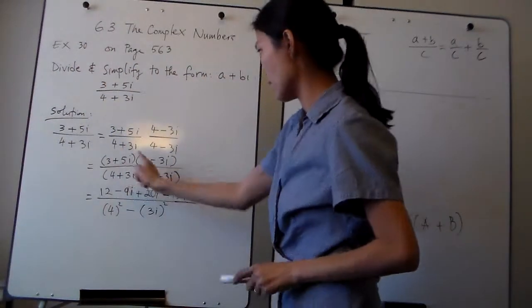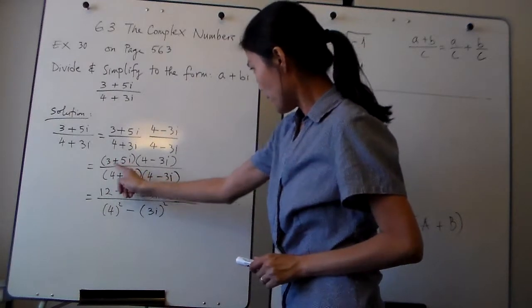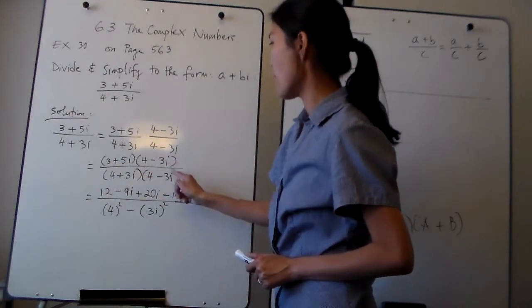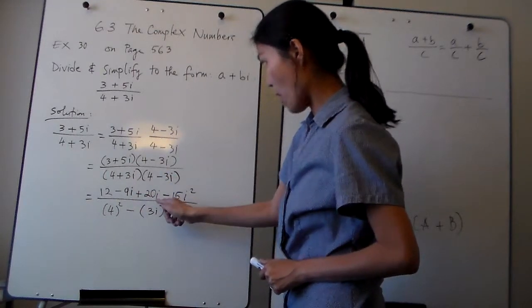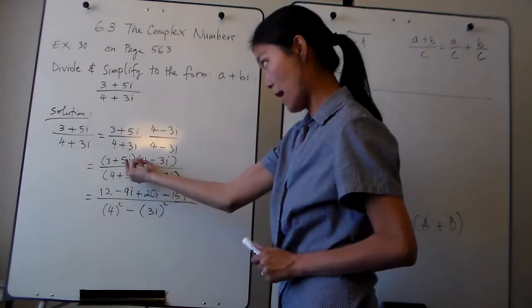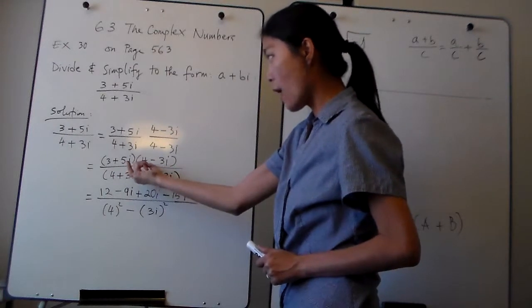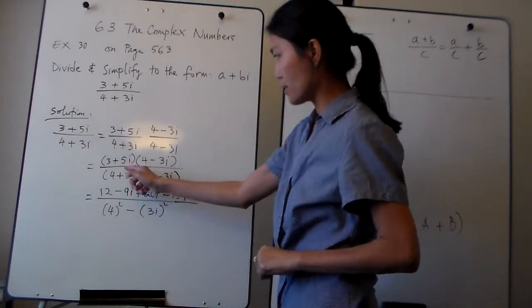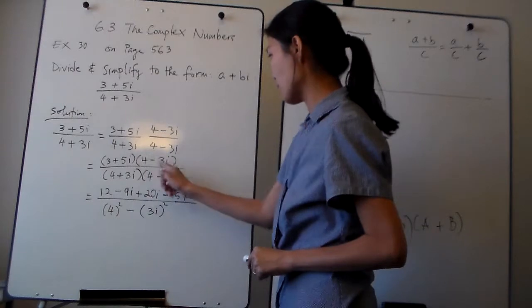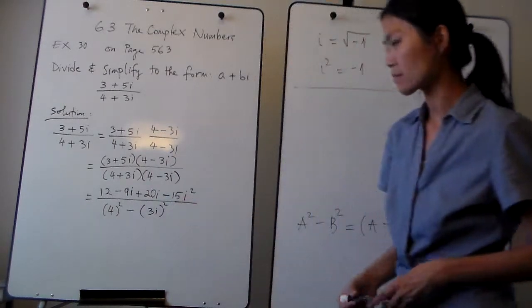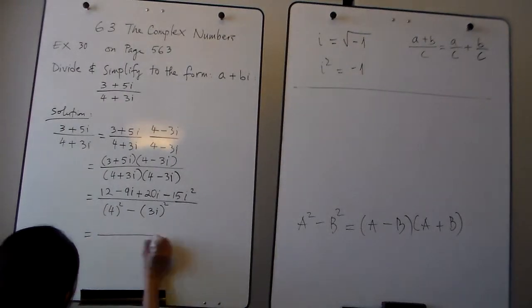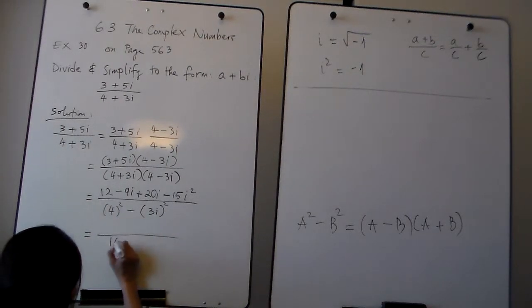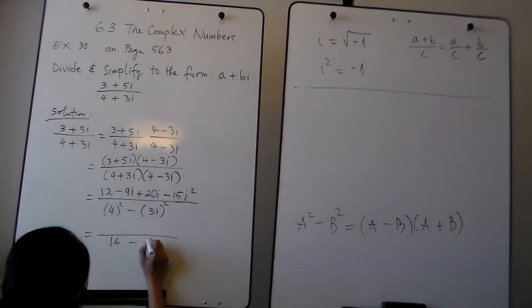Let's verify. 3 times 4 is 12. 3 times negative 3i is negative 9i. 5i times 4 is positive 20i because both factors have positive signs. So 5i times negative 3i is negative 15i squared. For the denominator, 4 squared is 16 minus 3 squared is 9, i squared is i squared.